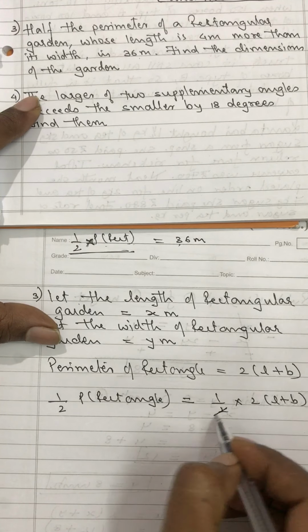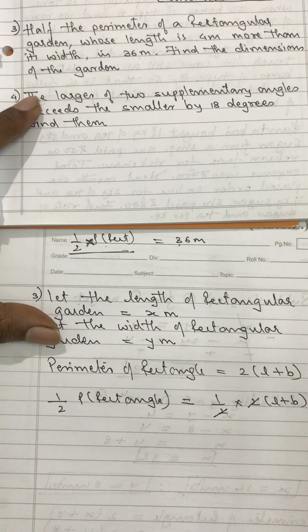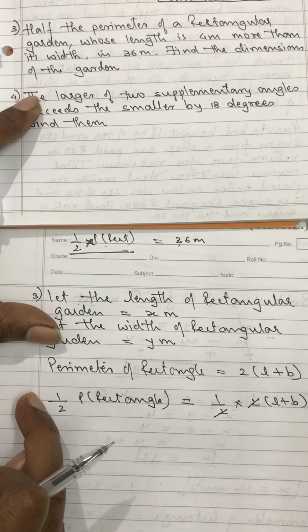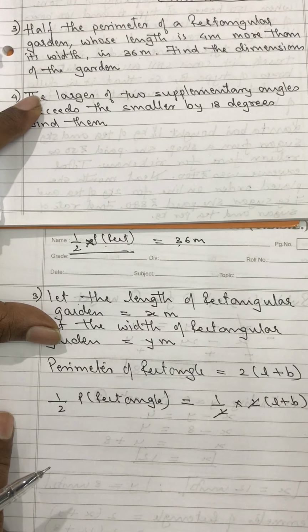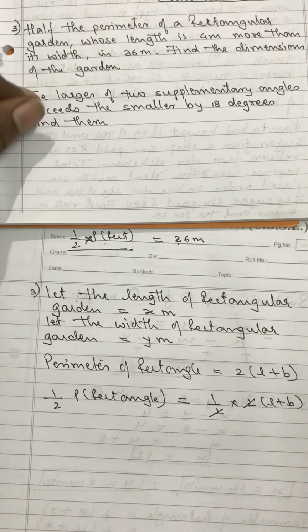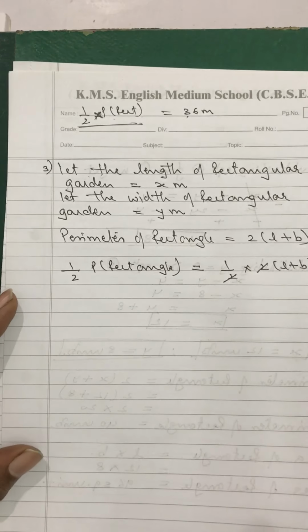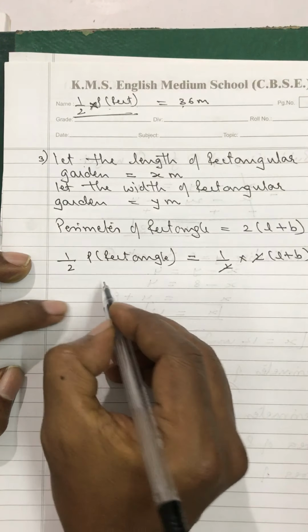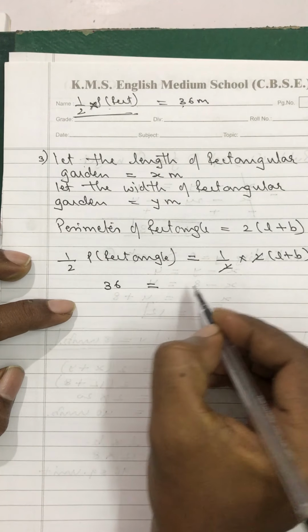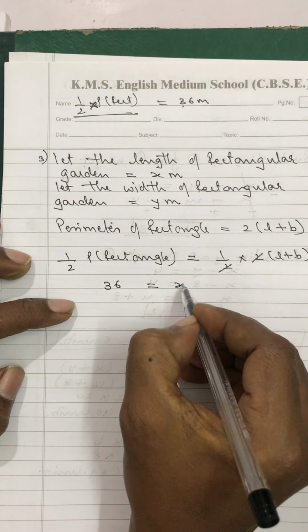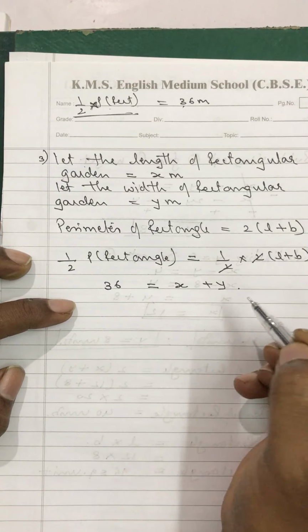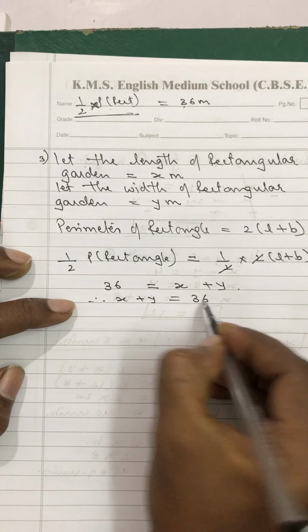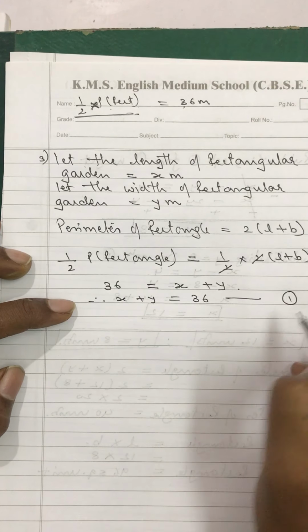So here this 2 goes. If you are wise enough, you can even think about just shifting this 2 over here and you will get half. That also can be done. But then it has to click. So now half of perimeter of rectangle is given to you. It is 36. Length plus breadth is basically length is x plus y. Therefore, x plus y is equal to 36 will become your first equation.